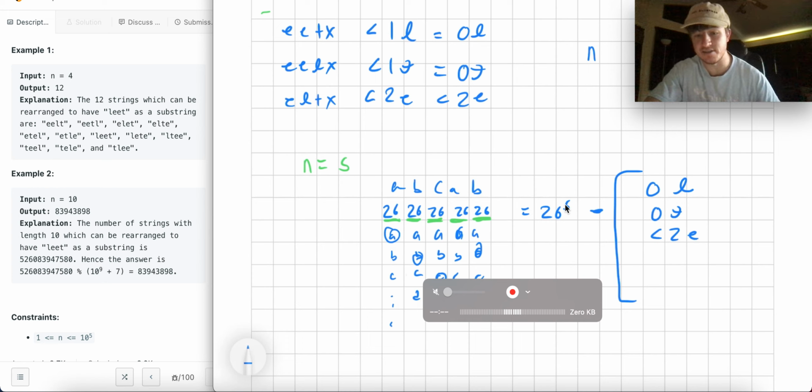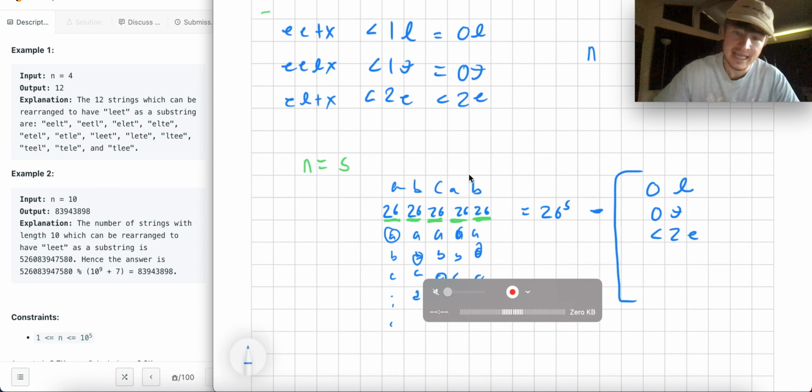All these 26 to the 5 strings work except for the cases where it doesn't have at least 1 L, it doesn't have at least 1 T, and it doesn't have at least 2 E's, right? Because, for example, this is one of those bad ones. This string is bad because it doesn't meet one of these conditions. It could fail more than one of the conditions, but it definitely doesn't have at least one of them, so this string would be subtracted, right?